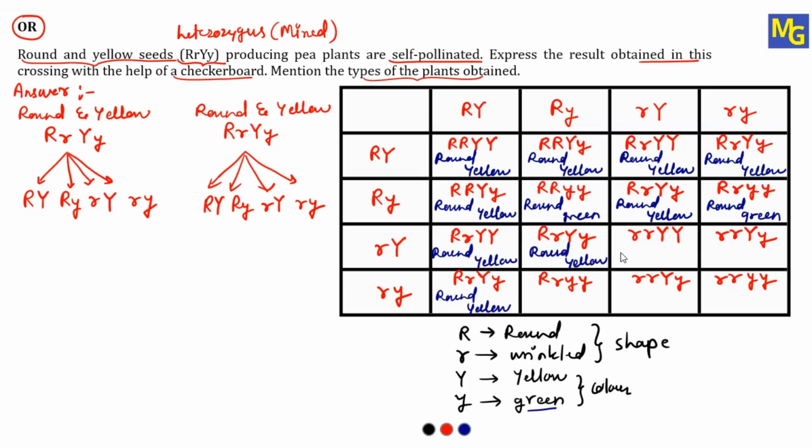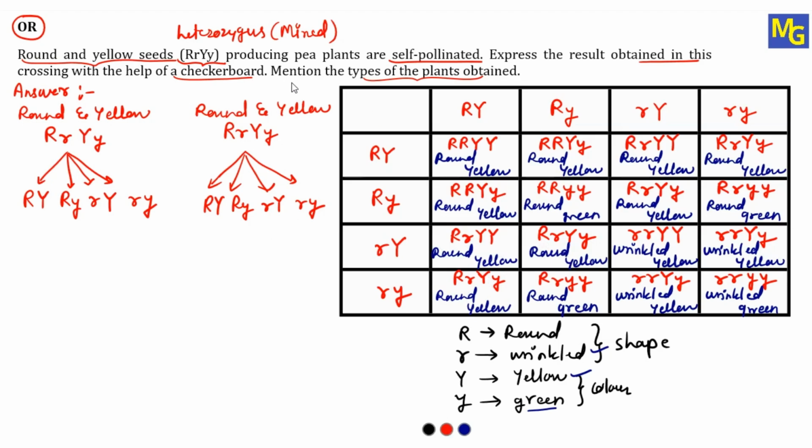Now see here, it is not round, it is wrinkled because r is small. Wrinkled, but Y is capital. So wrinkled and yellow. You have to remember this, wrinkled and yellow. Next is again wrinkled yellow. Now see this, it is round, but it is not yellow, it is green. Next is wrinkled and yellow. And the last one, all are small, so it is wrinkled and green. So this we have to remember. Here we have completed writing the physical character of all the progeny.